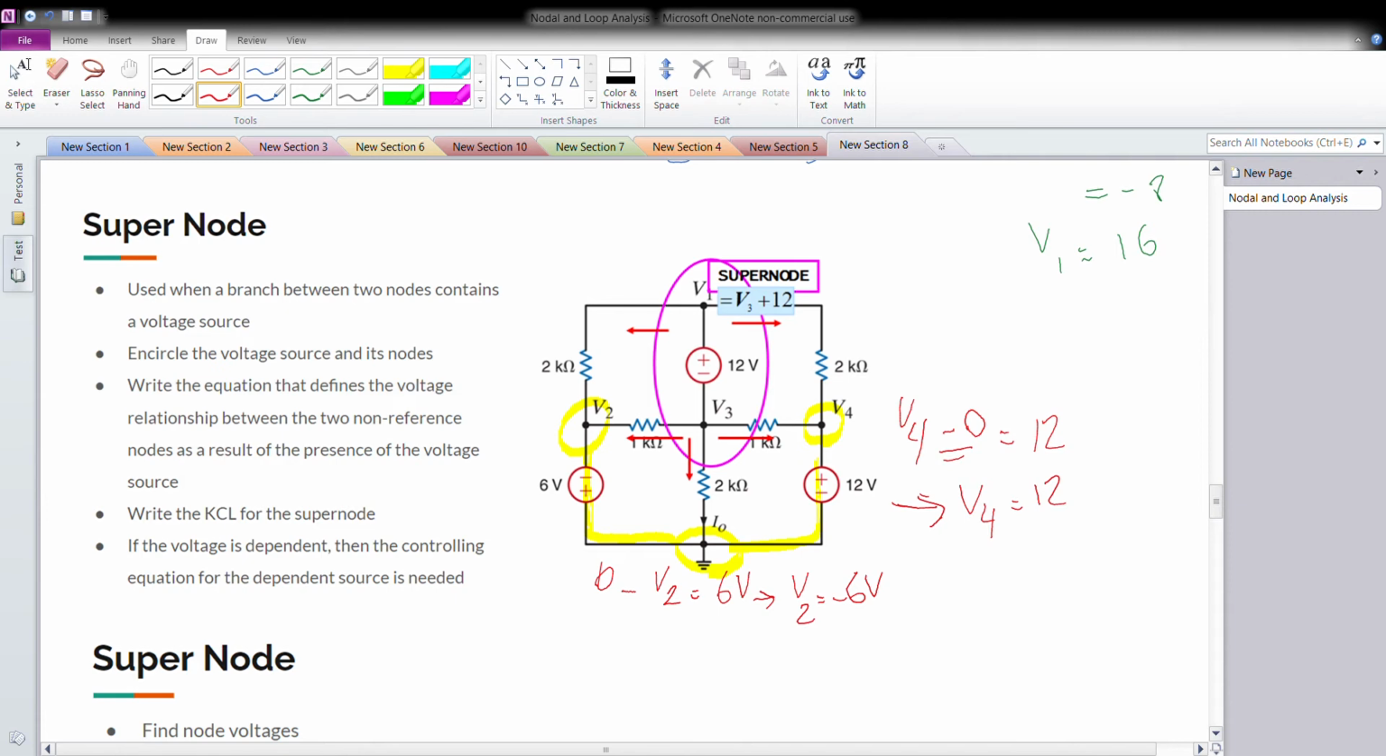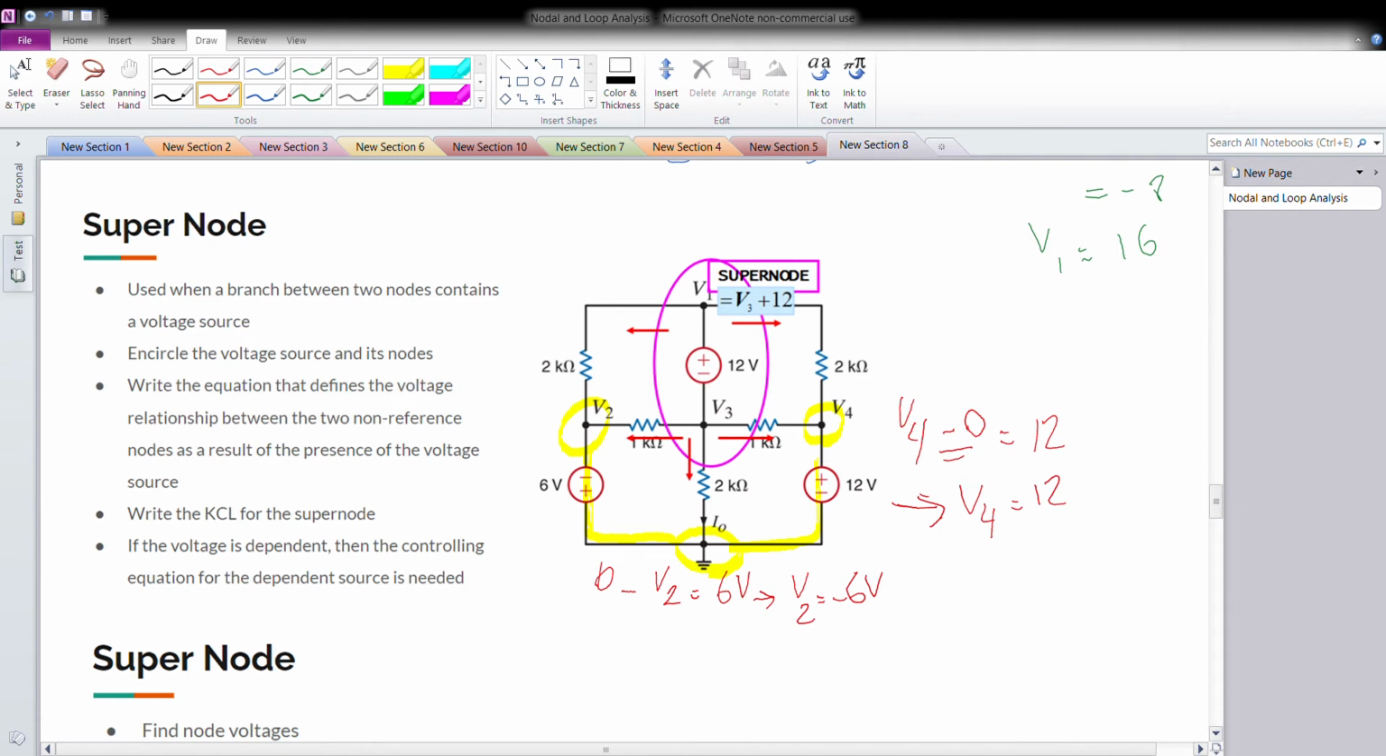Good thing about having a voltage source that's between ground and a node is, because it gives you the value of that node, it saves you from having to write a KCL at that node, because you already know the value of that node. So there's no point in writing a KCL for it to find what its value is. So that's one scenario for supernode.